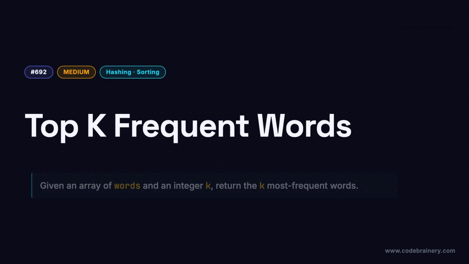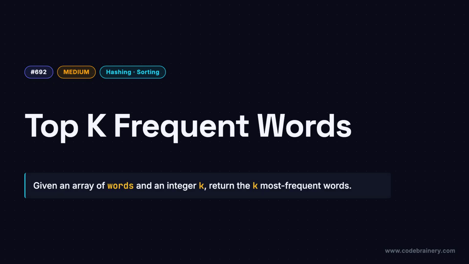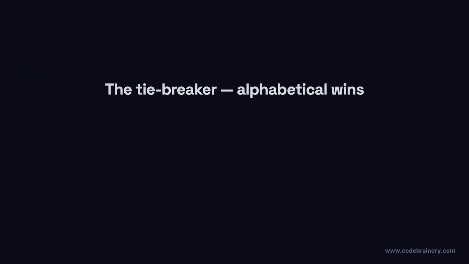The problem: you are given a list of words, and a number k. Return the k words that appear the most. So if a word shows up 4 times and another shows up twice, the one with 4 wins. Easy first read. Here is the catch.